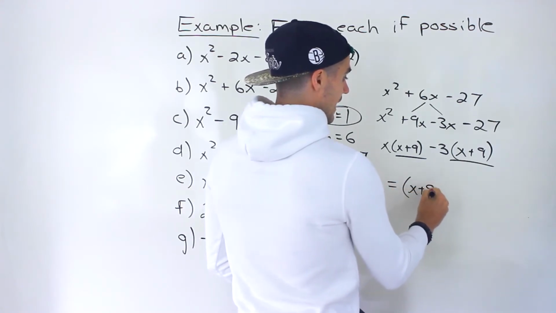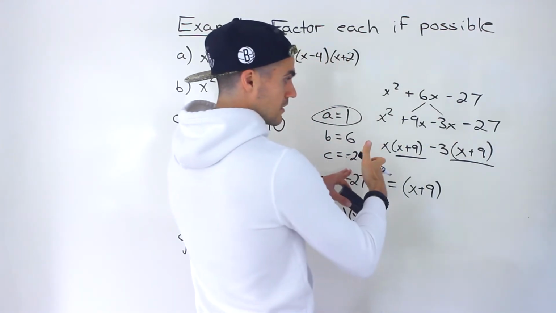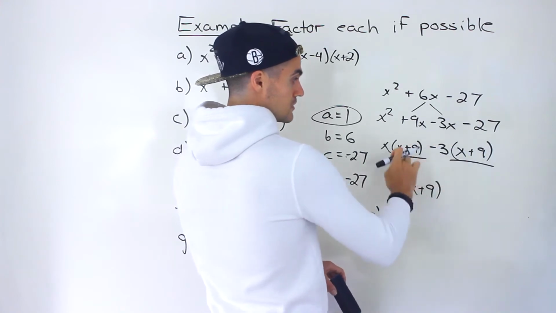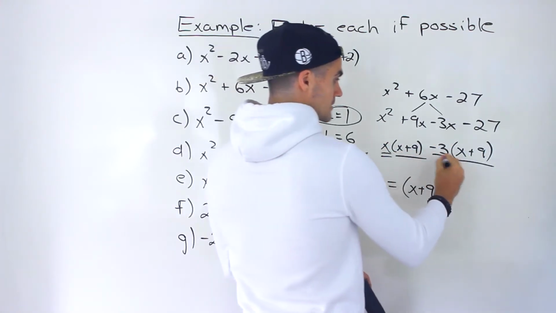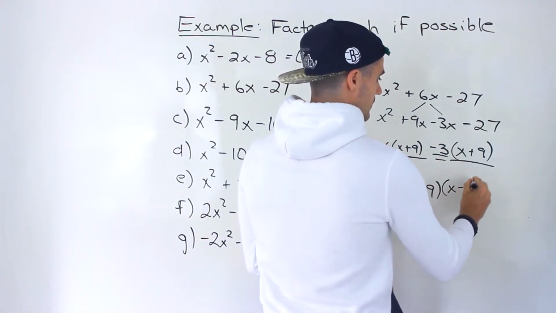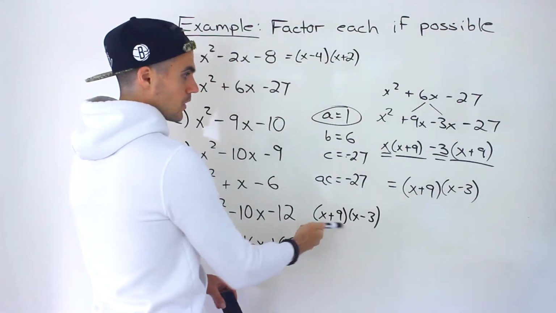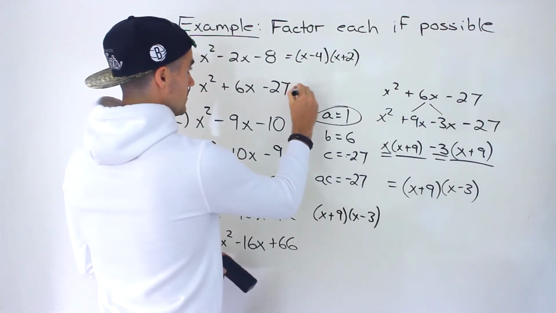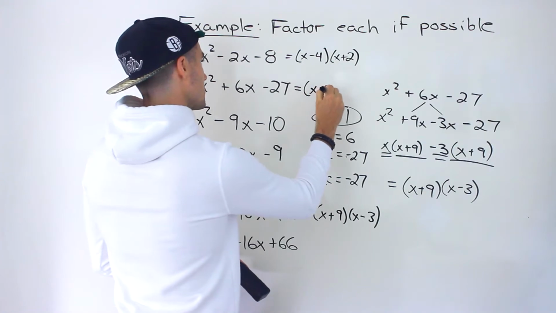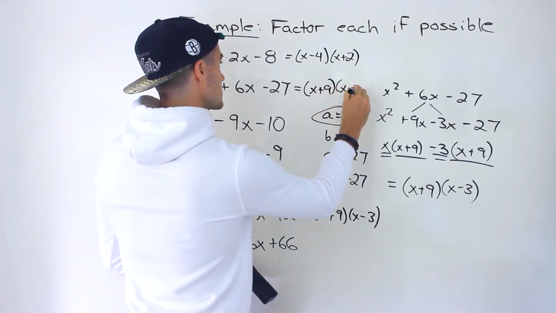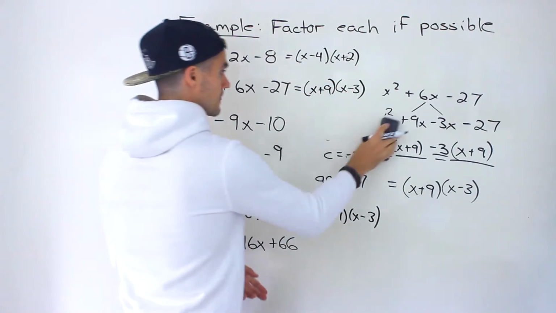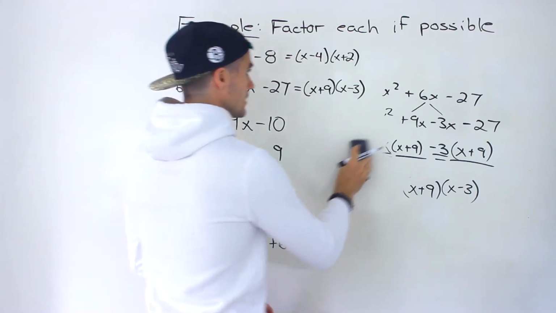So we could factor out that bracket from both of these terms, and we'd be left with an x minus 3, which is what we were aiming for. So this over here would end up being x plus 9, x minus 3, like that. Let's move on to part C.